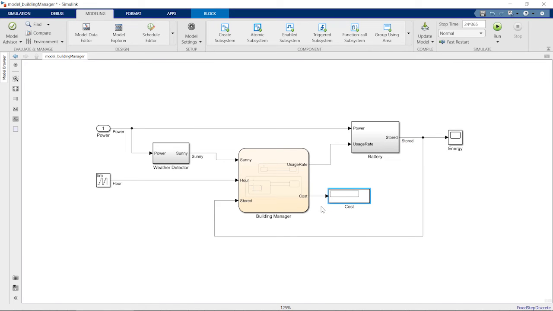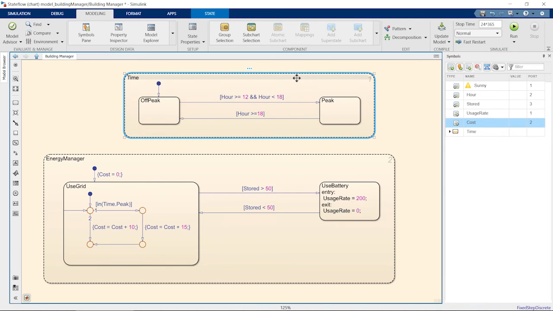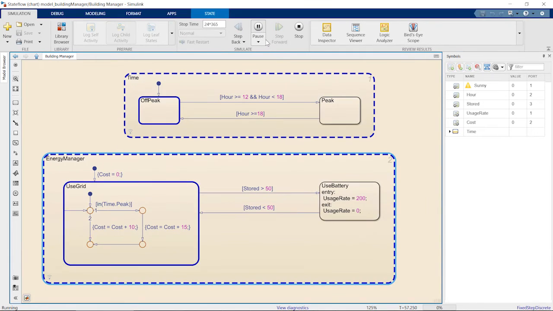Within Stateflow, we can easily monitor the active state data for post-simulation analysis. Since we're interested in monitoring the energy usage at different times of the day, let's log the child activities for both superstates. We're ready to run the simulation by clicking the Run button. The chart is fully animated during simulation, so we can see our states and transitions at runtime.